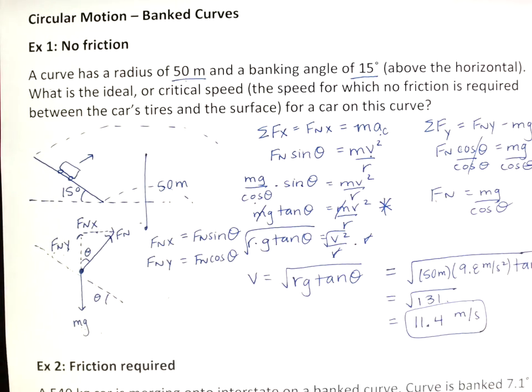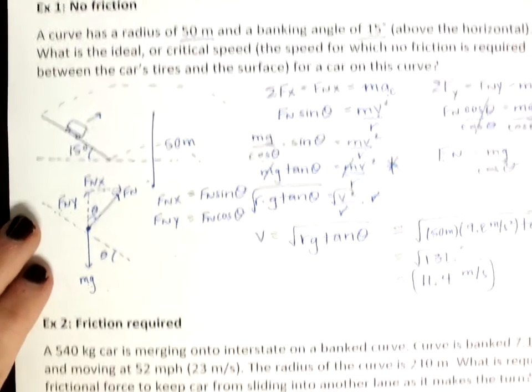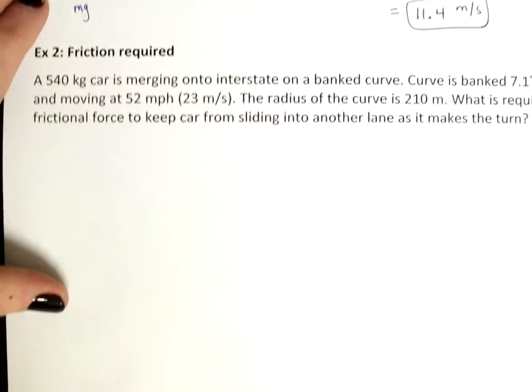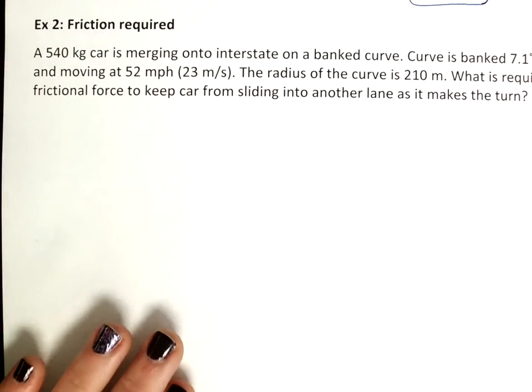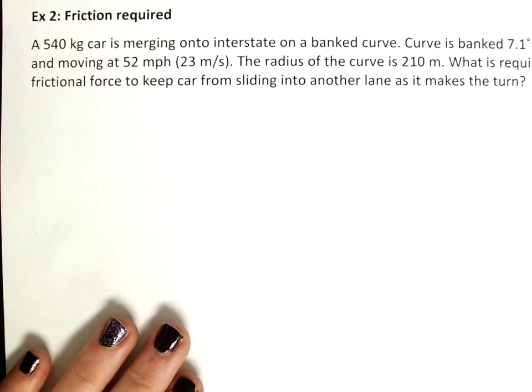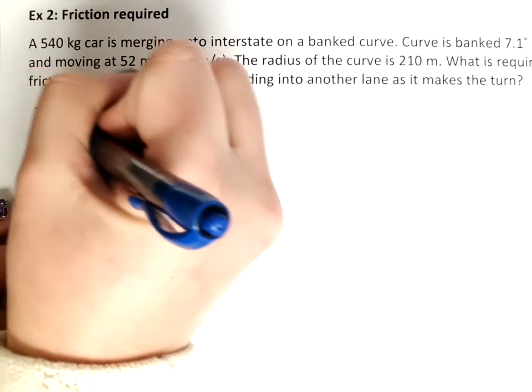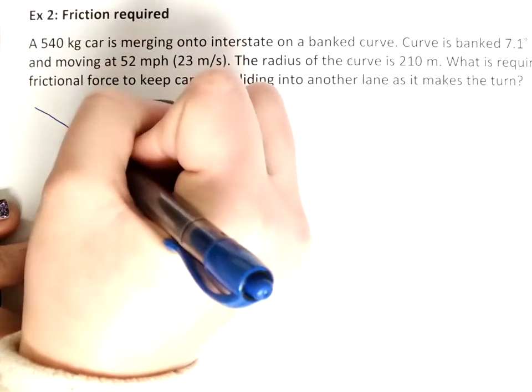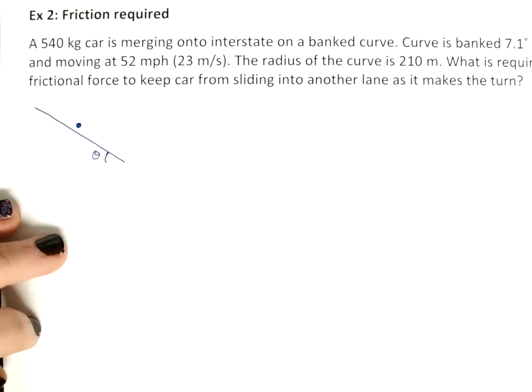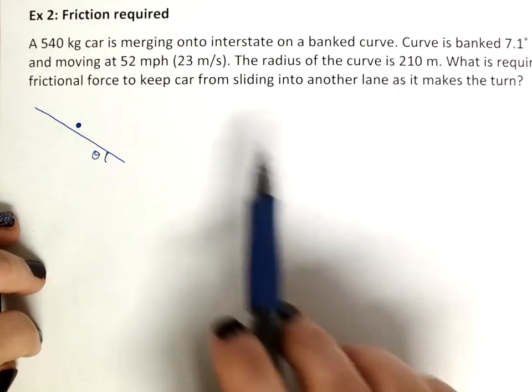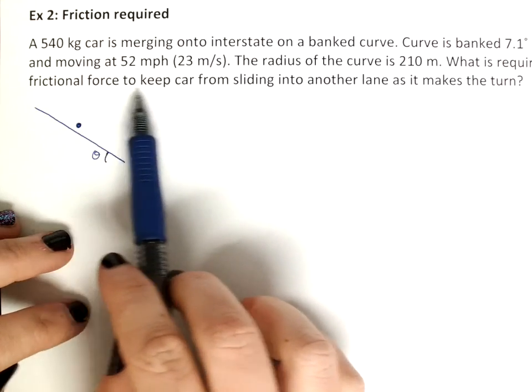Okay, great. Let's go ahead and do one more problem. This time we're going to talk about friction being required. So a 540 kilogram car is merging onto the interstate on a banked curve. So this is as if you're going to get on Highway 99 or I-5, and you're getting on an on-ramp that is turning on a circle. So once again, we're in an embankment. So here's our car. But this time, we're going to ask what is the required frictional force to keep the car from sliding.